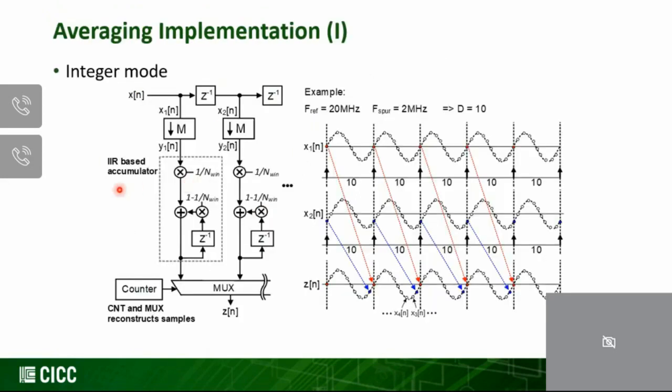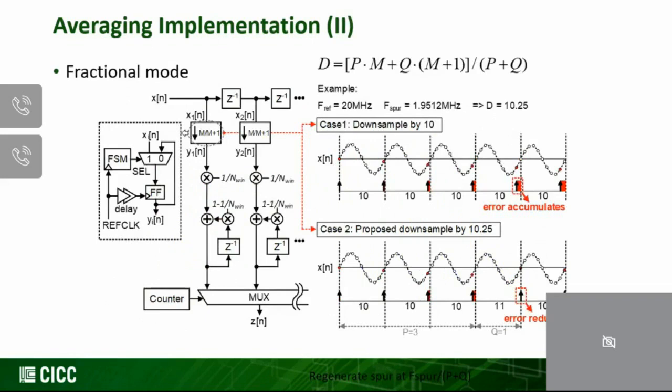Okay, and this just shows the implementation of the averaging. Basically you downsample, then you keep accumulating, and you divide by however many samples you are accumulating, and this is basically doing the averaging. Okay, so this is the integer case.